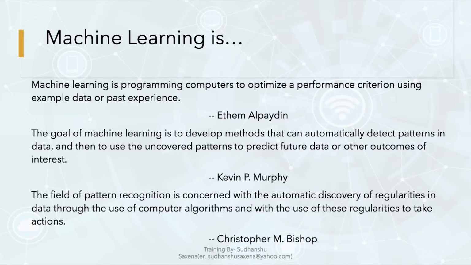And if you notice, this definition is closely related to what you have seen in analytics. You're correct. I'm taking you to a point where you can understand that machine learning can be utilized for certain analytics purposes as well. So machine learning is programming computers to optimize the performance criteria using example data or past experience. Now, this is one definition. The other definition is that the goal of machine learning is to develop methods that can automatically detect patterns in the data, then use the uncovered pattern to predict future data or other outcomes of interest. I find this definition much more accurate than any other definition. However, I will read out other definitions as well for you.